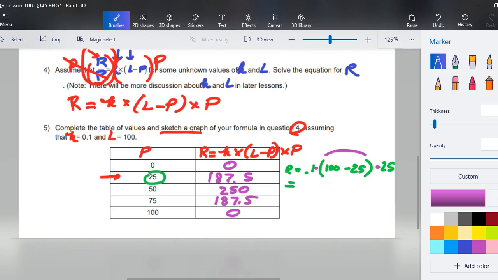So I filled in the remaining answers, and something you might observe is we have a 0 at the beginning and a 0 at the end, and then before or after each 0 we have 187.5, and then we have the highest part of 250. It asked us to do two different things: complete the table, and then sketch a graph.